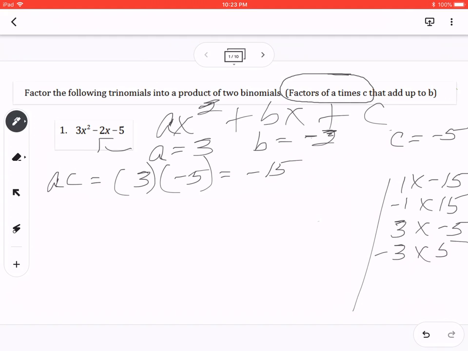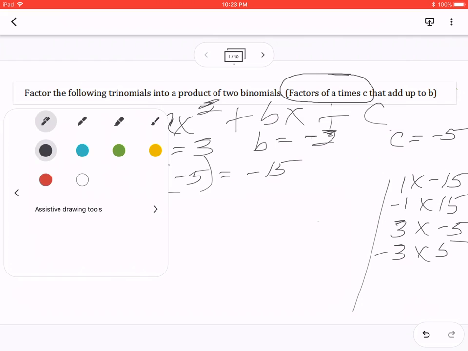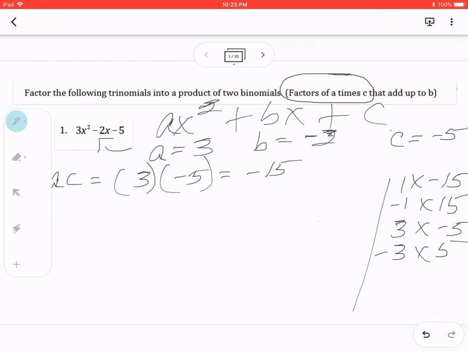Consider all your options. These are the ones that I can think of. 1 times negative 15, negative 1 times positive 15, 3 times negative 5, negative 3 times positive 5. And the other consideration when you're deciding on your pair of numbers to use is that they also have to add up to be the b value. In this case, the b value is negative 2.